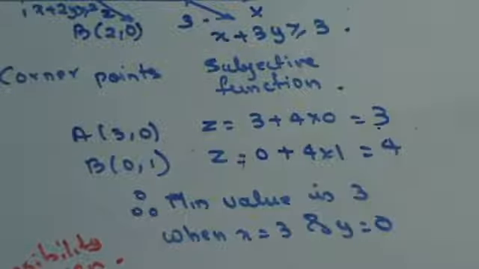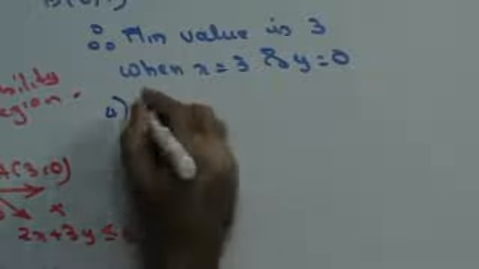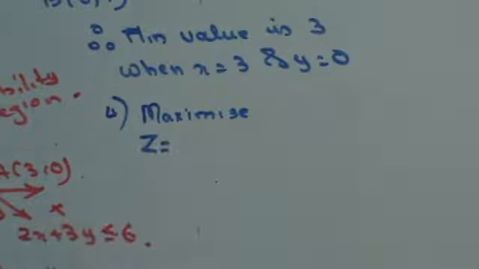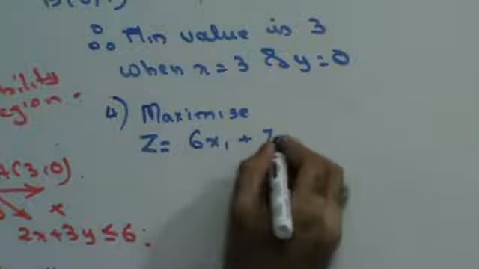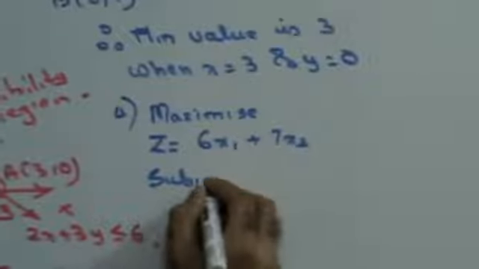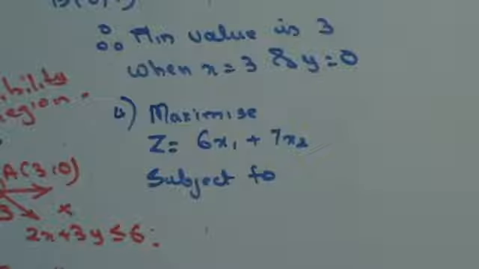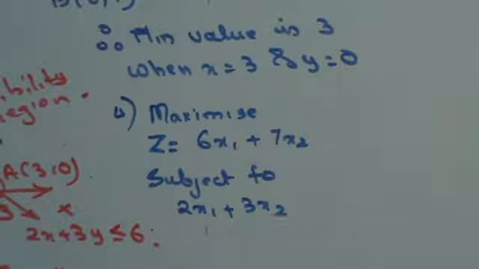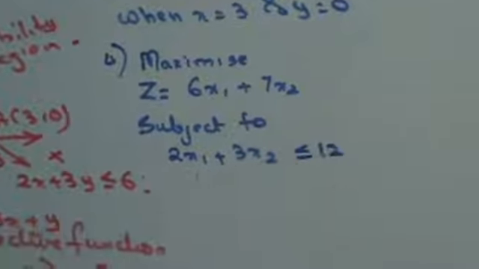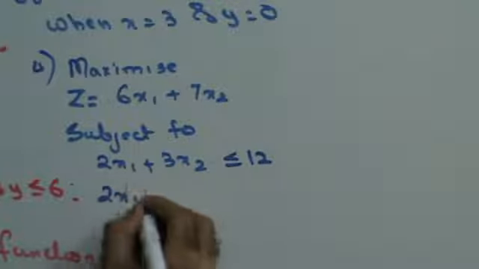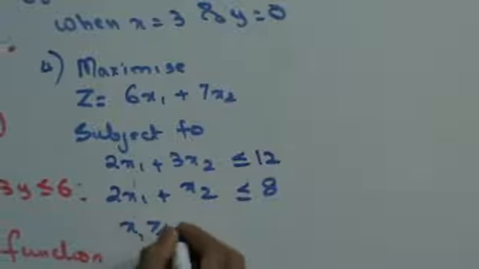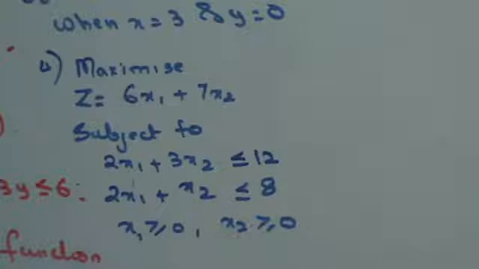Next, let's see this. Maximize Z is equal to 6x1 plus 7x2 subject to 2x1 plus 3x2 is less than equal to 12. 2x1 plus x2 is less than equal to 8. x1 is greater than equal to 0, x2 is greater than equal to 0.